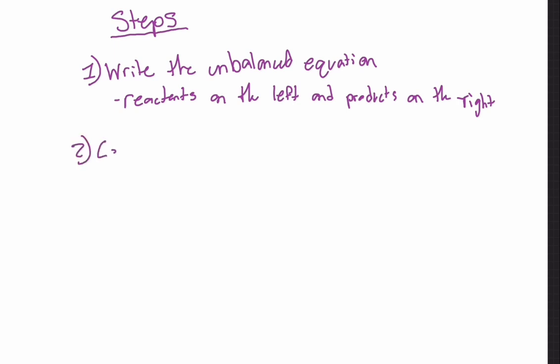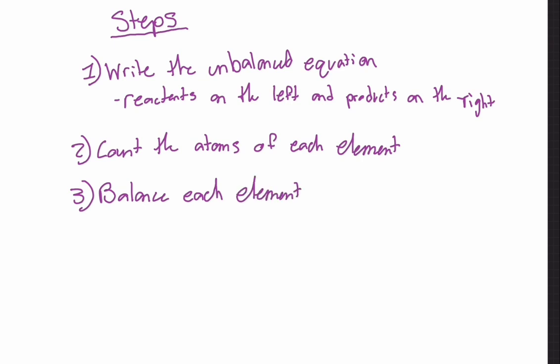Step 2 is we want to count the atoms of each element. So we want to count the number of atoms for each element on both sides of the equation. Step 3 is to balance each element one at a time. Start with elements that only appear in one compound on each side of the equation. Adjust the coefficients to balance the atoms. Remember, you can only change the coefficients, not the subscripts, because changing the subscripts will alter the compound itself.